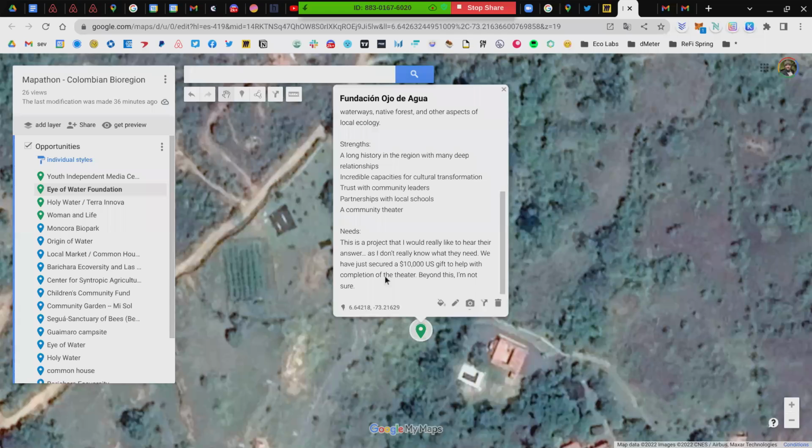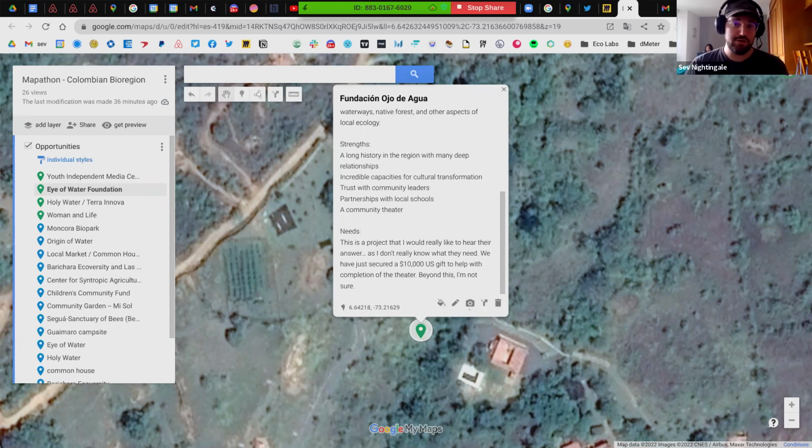Joe, coming back to the needs of this project, so there's this initial funding to build a theater, and so there's some funding coming through, which is amazing.